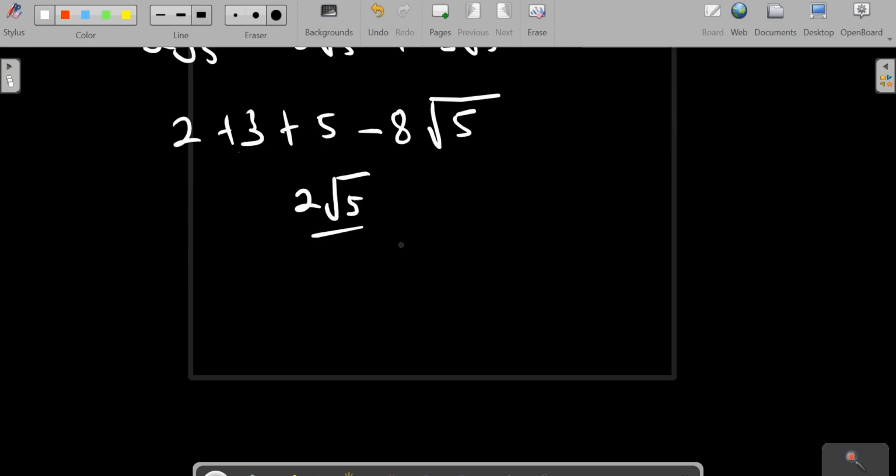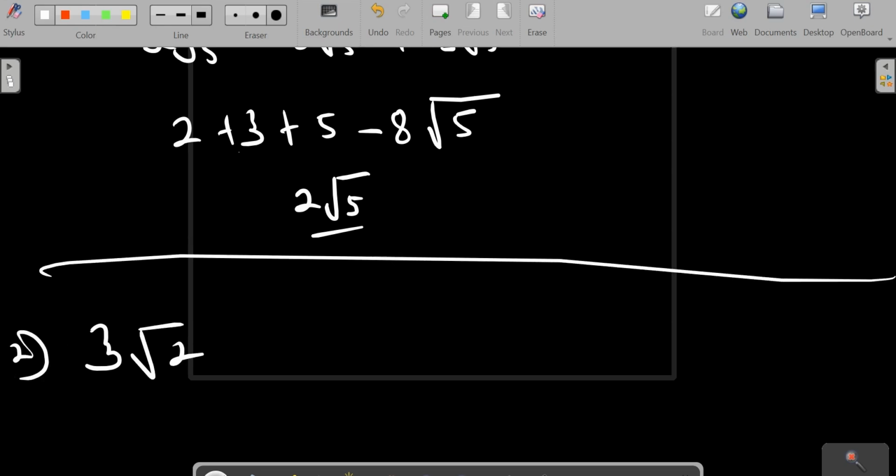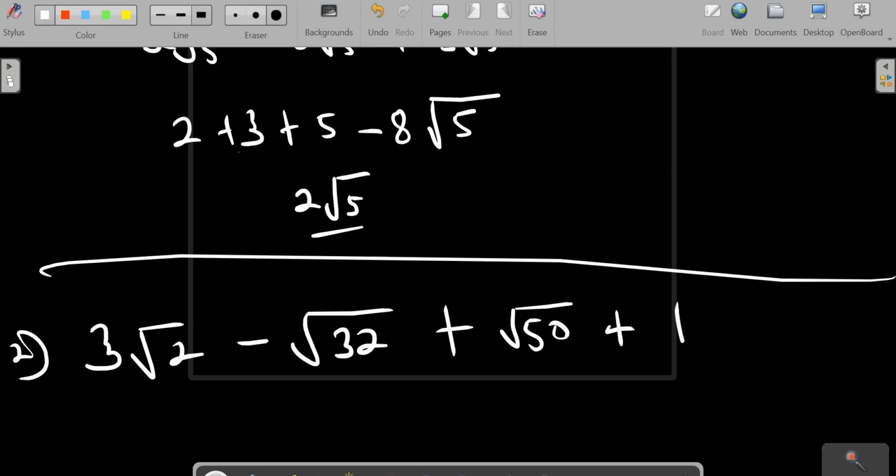So let's have one more. Example 2. You're having 3 root 2 minus root 32 plus root 50 plus root 98. Now, in your mind, once you look at the question and see that there is no similar surd, you must think of a similar surd. That is, I have to make all of them have a similar surd. I can see 2 here.